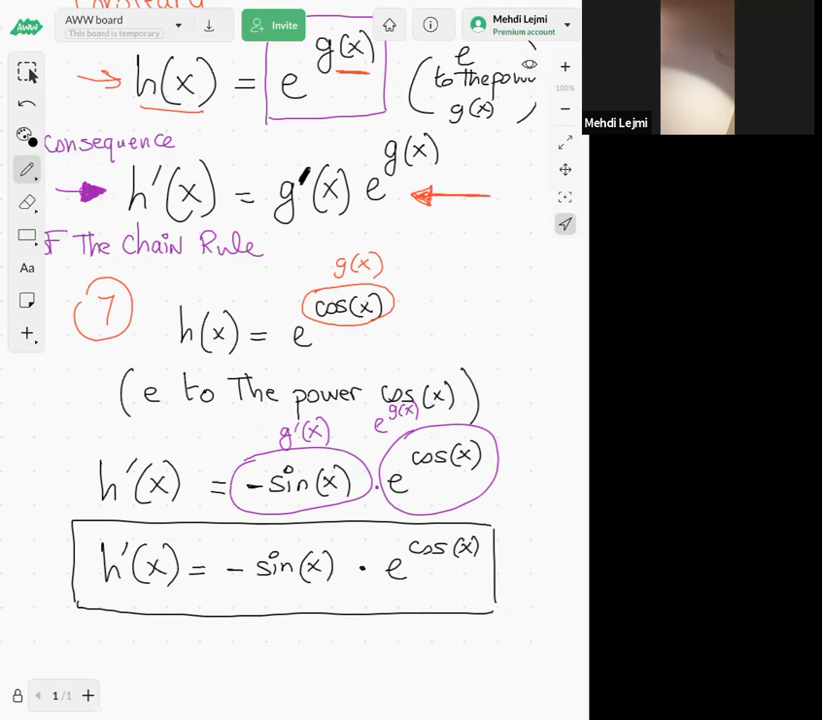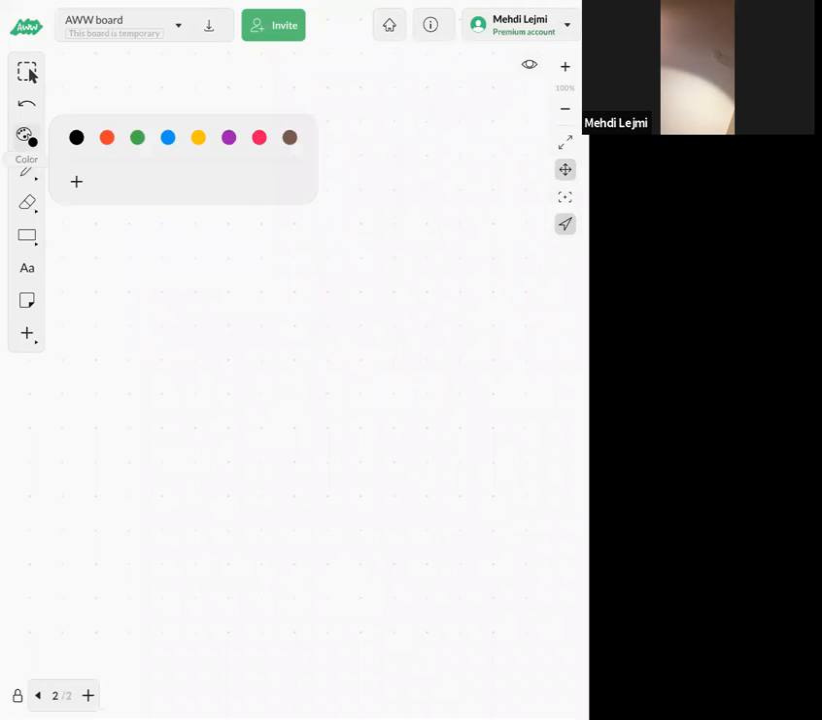Any question, guys? Okay, so here's an exercise about the derivative of exponential functions. So probably I'm going to move to the next page. Okay, so exercise.